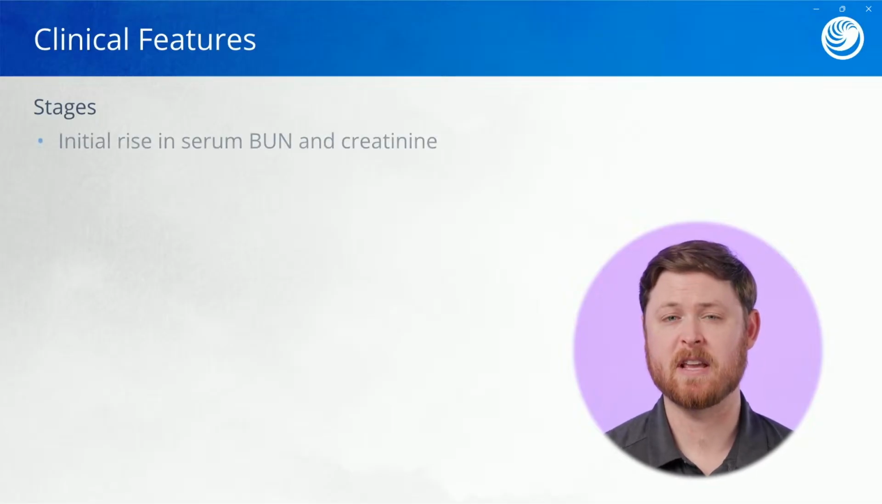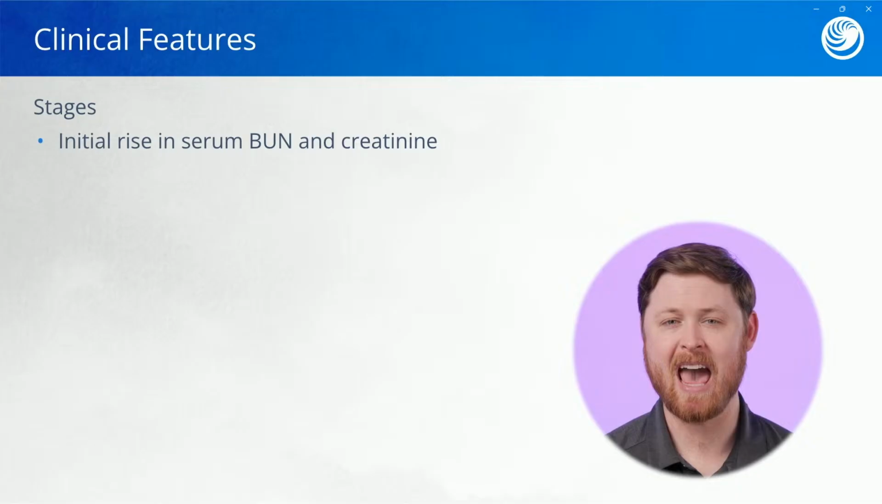Clinical features of AKI occur in 3 stages. The first stage is the initial stage, where the client may have some subtle symptoms, but should still have some urine elimination.